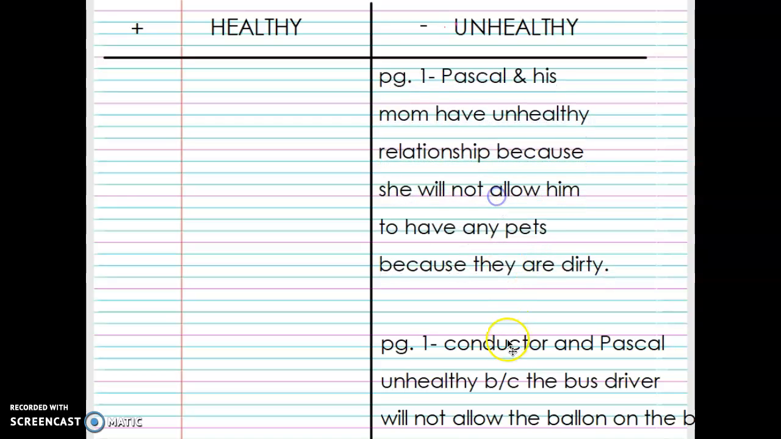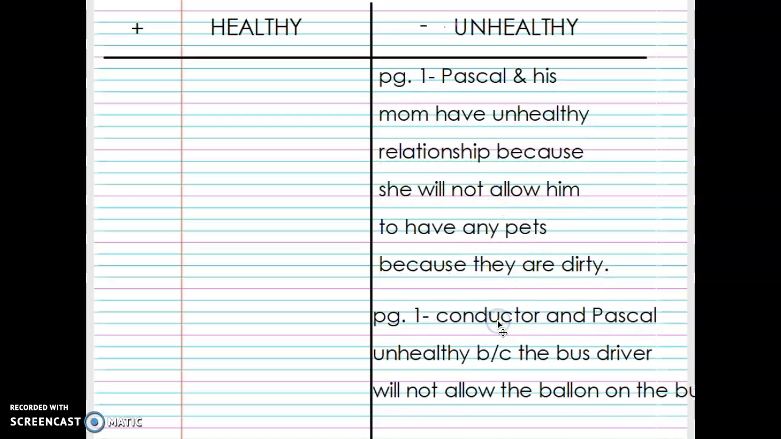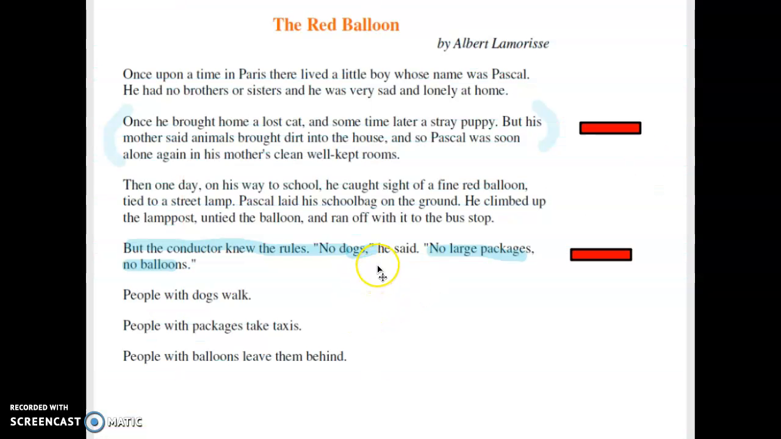And the way he said it is also an indicator that they don't have a good relationship. The way that he said it, with the exclamation points and the forcefulness of no dogs, no large packages, no balloons, tells us that he was being very stern and very strict.